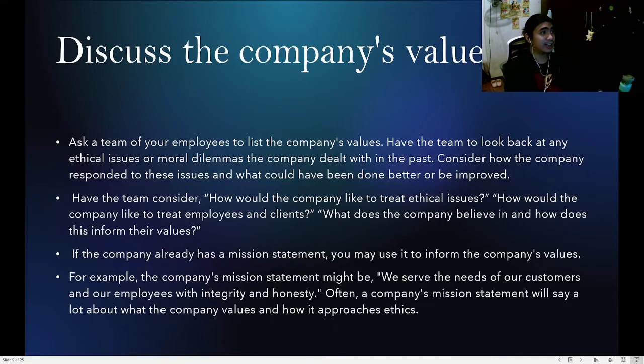Next thing to do is to discuss the company's values as well. What are the values that your employees or your co-owners have as well, not just your own. You should not be selfish. You should look into what they want as well and compromise at the end of the day. You have to ask questions like how would the company like to treat ethical issues in situations? It cannot be just one person, because that's already dictatorial. There should be democracy.